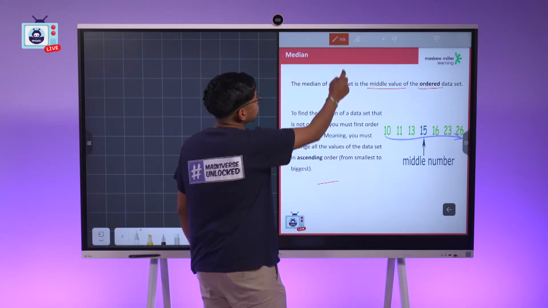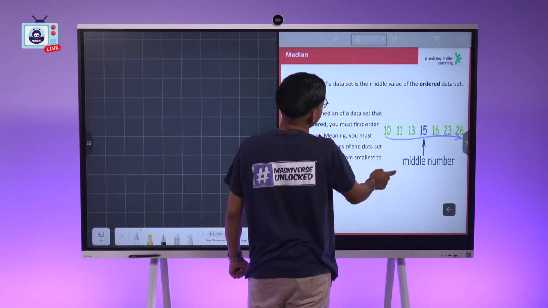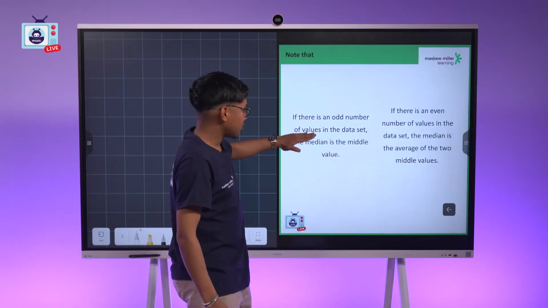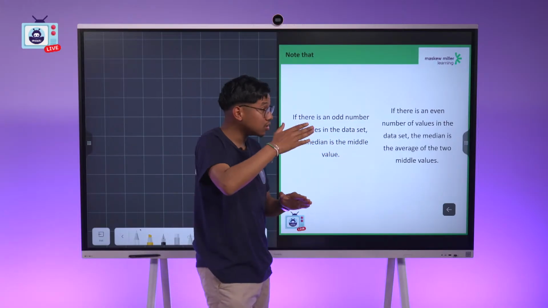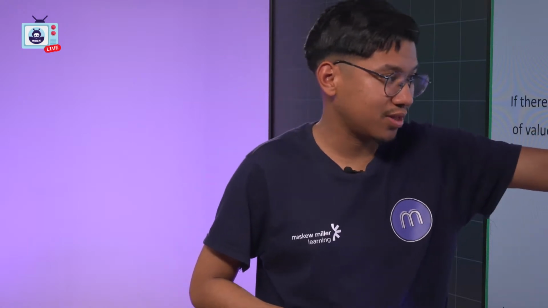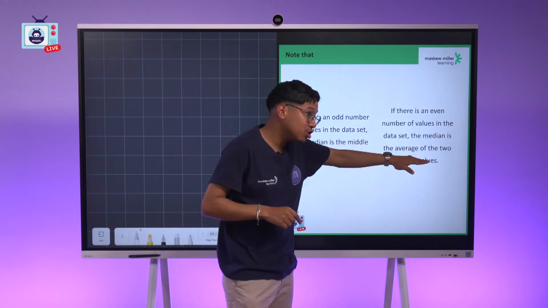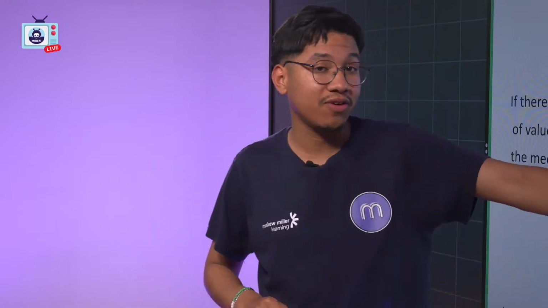Note the following, students. If there is an odd number of values in the data set, the median is the middle value. Again, what is odd? 3, 5, 7, 11, 15, right? If there is an even number of values in the data set, the median is the average of the two middle values. So what is average? We just add and divide by how many there are. The average of the two middle values, meaning I must add the two middle values and divide it by 2.